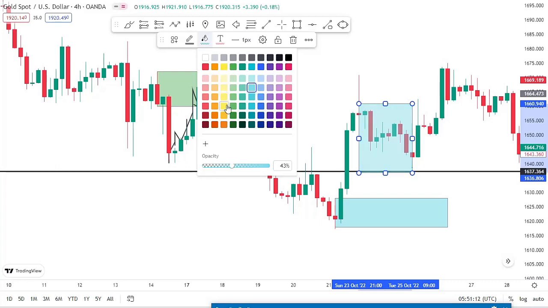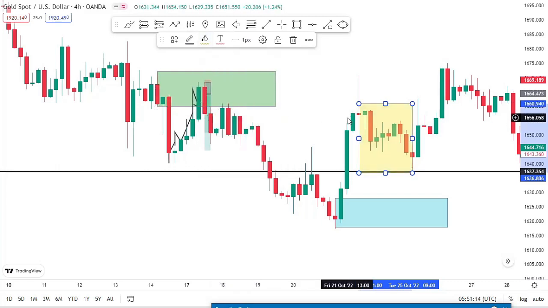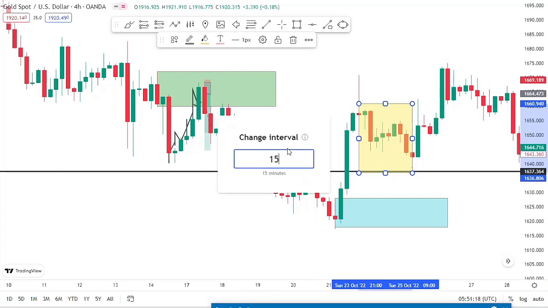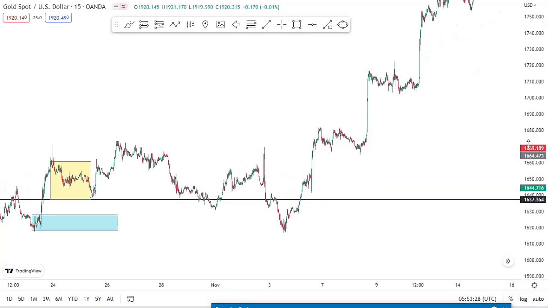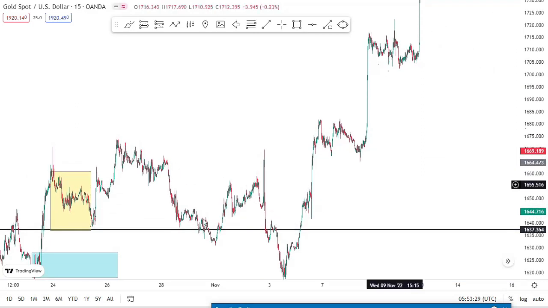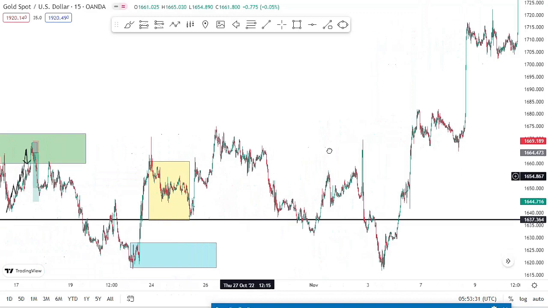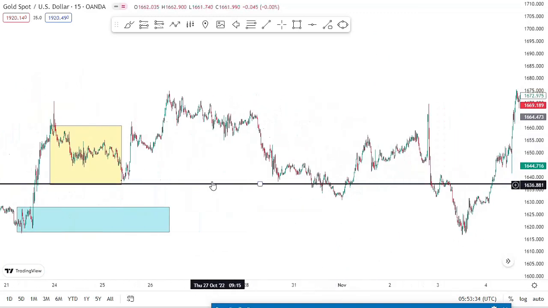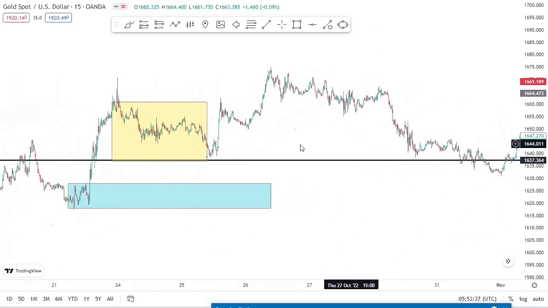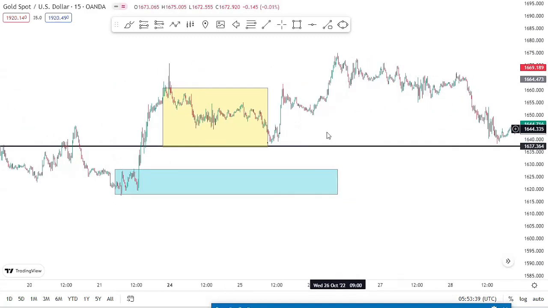Let's change the color to yellow. Yes. Now let's scale down to the 15 minutes time frame. As usual, let's zoom in to see the behavioral pattern of this same zone. Okay, let's see how it formed.